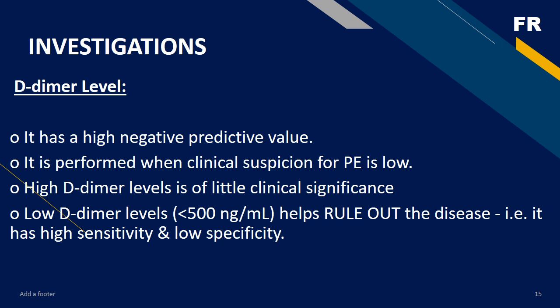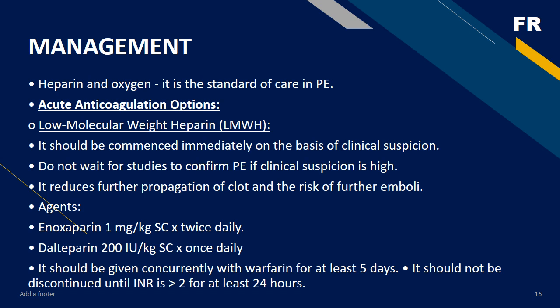And particularly where clinical risk is low, it is a good choice to perform these tests, and it has high sensitivity and low specificity. So the mainstay of treatment is heparin and oxygen, and therefore acute anticoagulation should be done, and the options include low molecular weight heparin, fondaparinux, and thrombolytics.